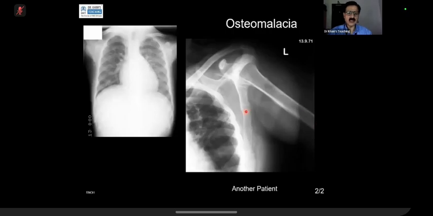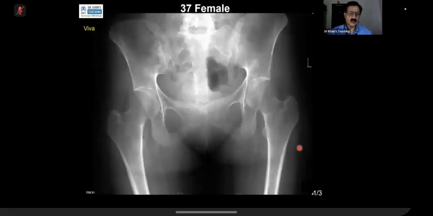This is another example, another case. This is not the same case. Do you see any looser zones? Candidate 4. Yes, on the medial side of both femoral necks. Excellent. So here you are, you can see it here and you can see it here.